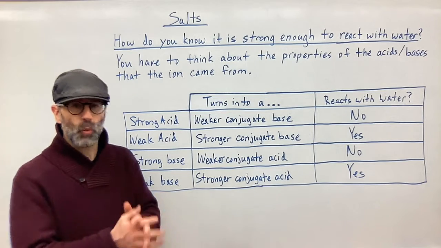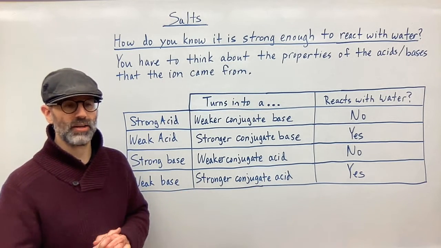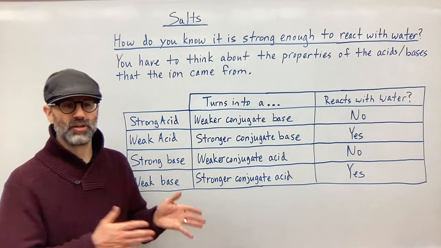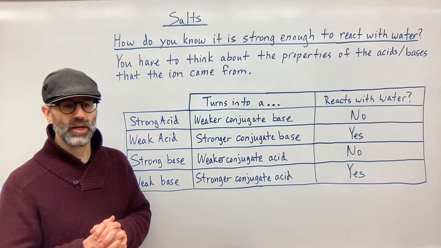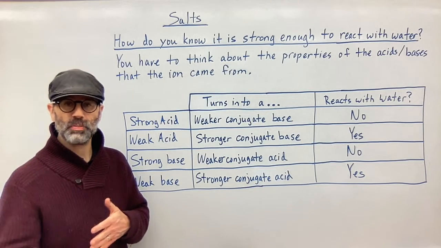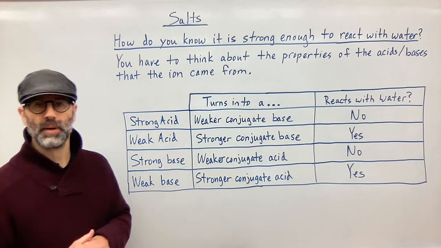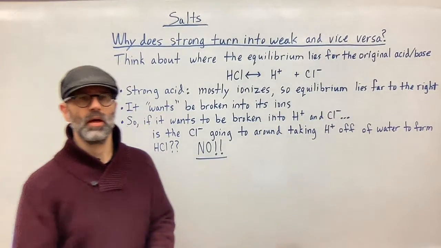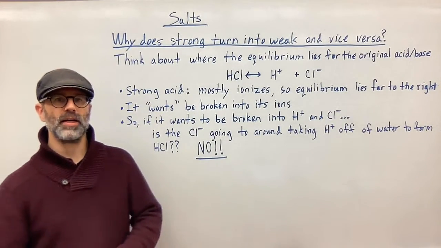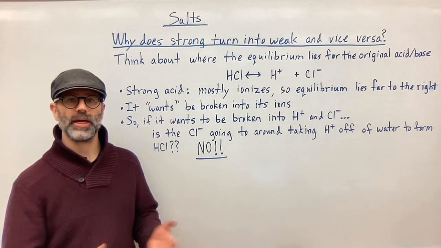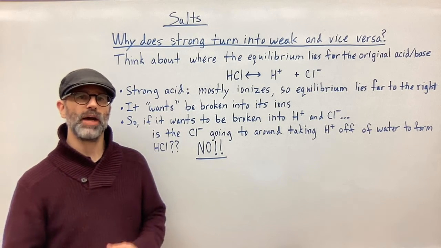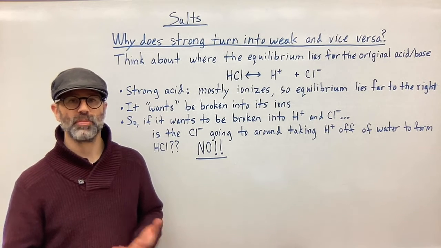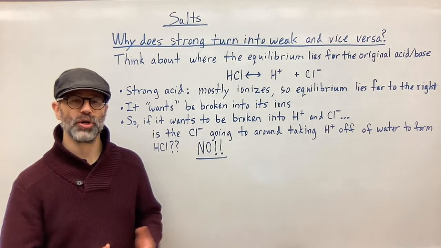Okay, so why does this happen? Why does a weak acid or a strong acid turn into a weak conjugate base and vice versa? Let's talk about that a little bit more. Okay, so why does strong turn into weak and vice versa? Well, you have to think about where the equilibrium lies for the original acid or base. This is what I was referring to earlier.